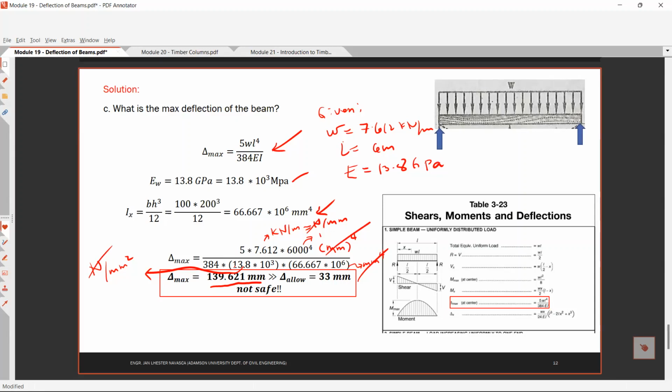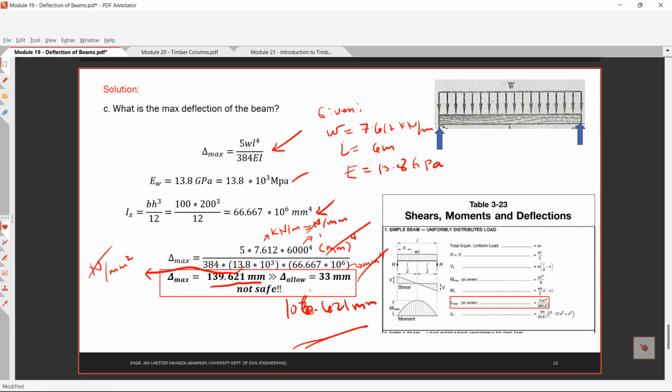Okay? So, going back to the problem, we have 139.621 millimeters. And that is far greater than the allowable, which is 33 millimeters. Therefore, that is not safe. Okay? So, meron kang deficiency na 106.621 millimeters. And you cannot camber your beam na 106.621, napakalaki niyan, 106.621 millimeters.